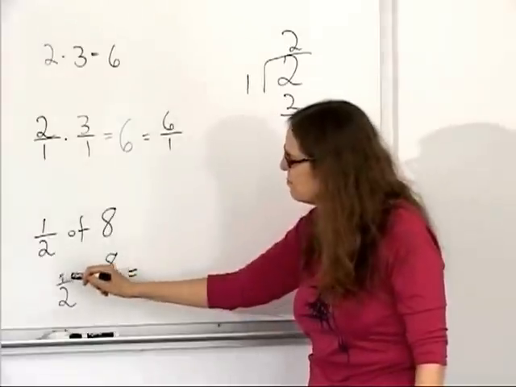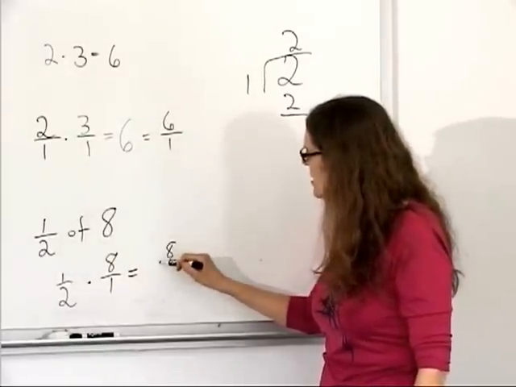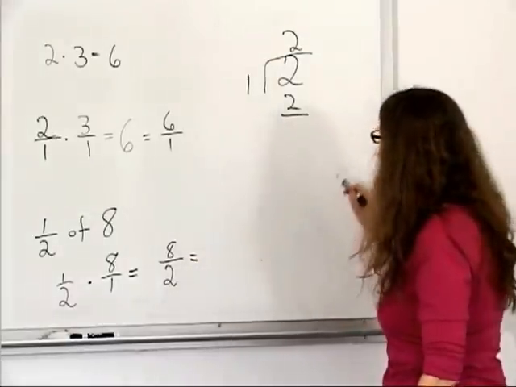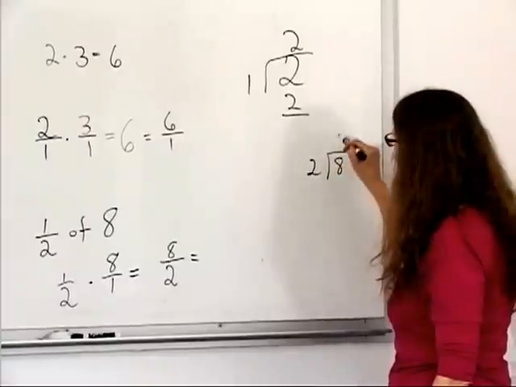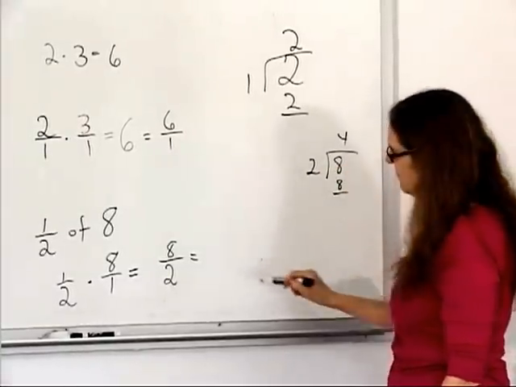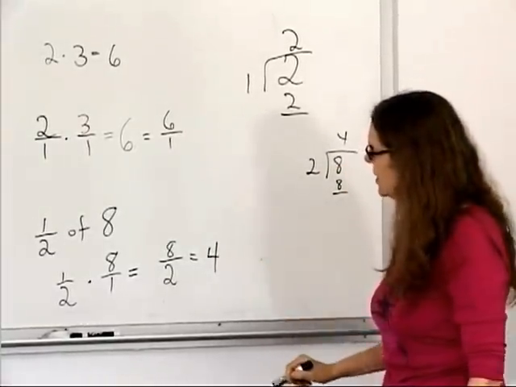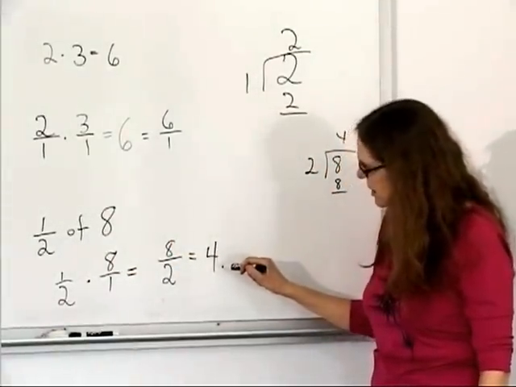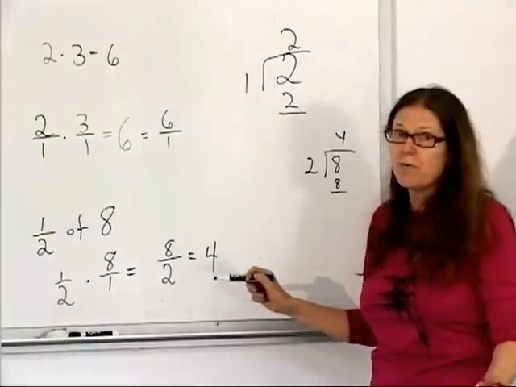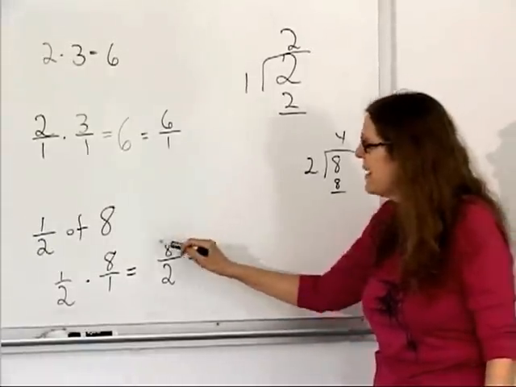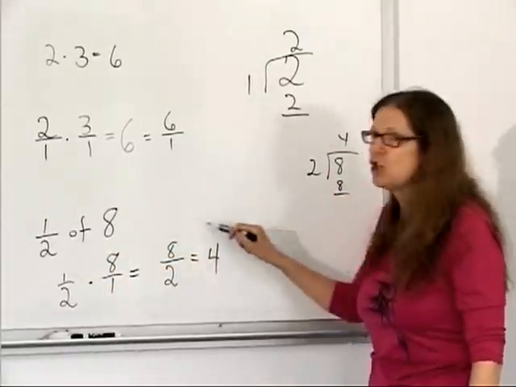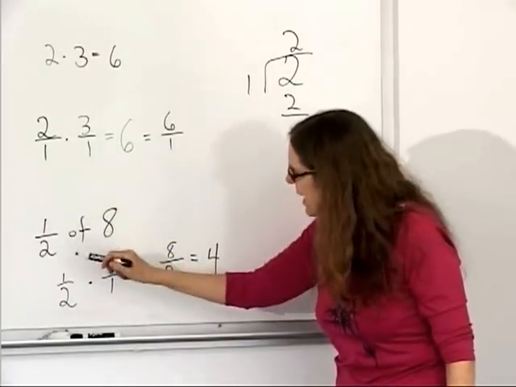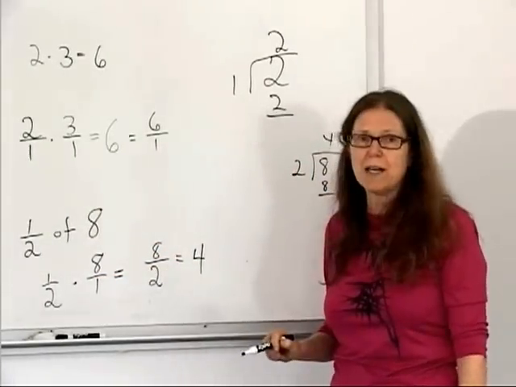Look what happens if I multiply the numerators. 1 times 8 is 8. 2 times 1 is 2. This is 8 divided by 2. 8 divided by 2 is 4, right? This is 4. So a half of 8 is equal to 4. And 4 could also be expressed as 4 over 1, but I don't really need to bother with that. This is another example that shows you that when we're multiplying fractions, we multiply the numerators, we multiply the denominators.